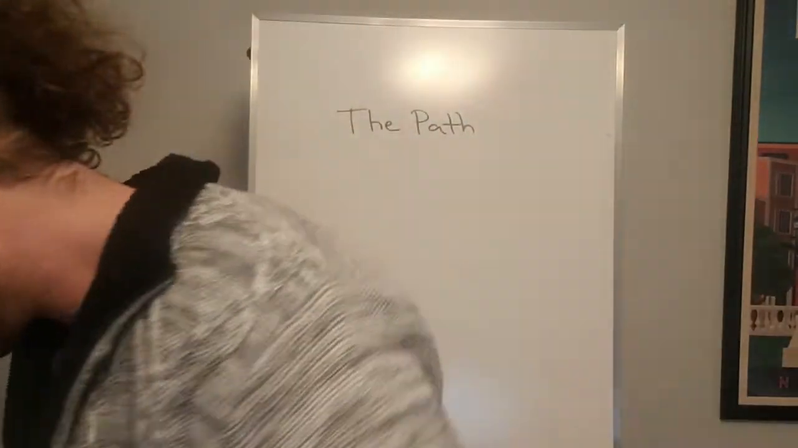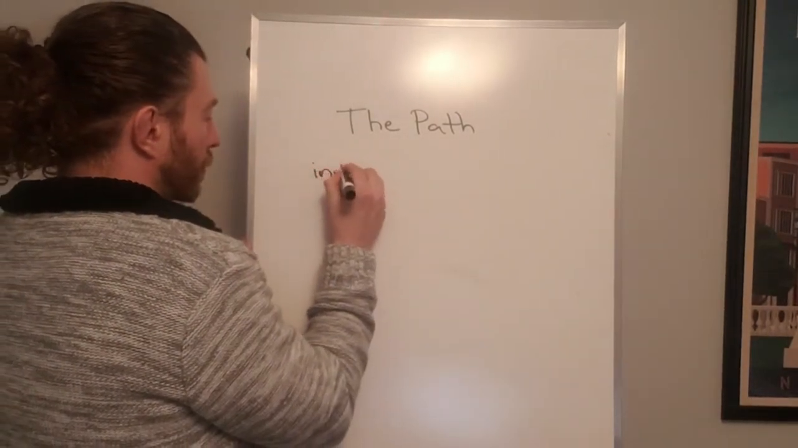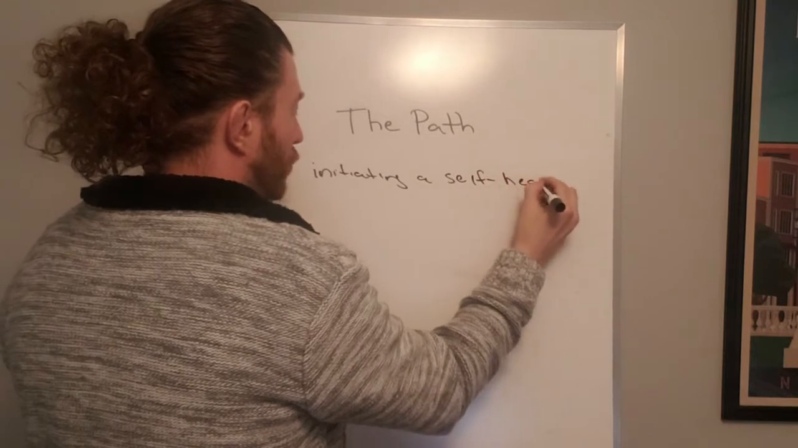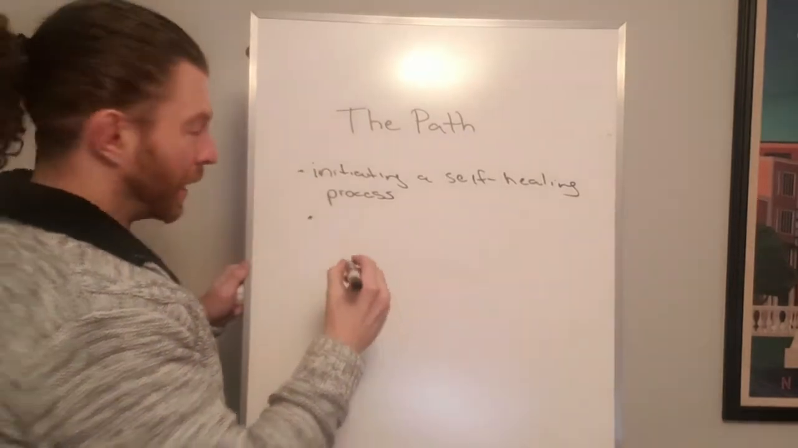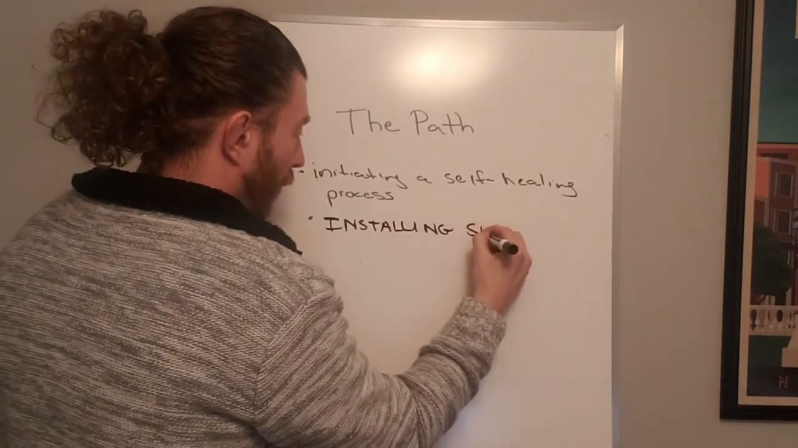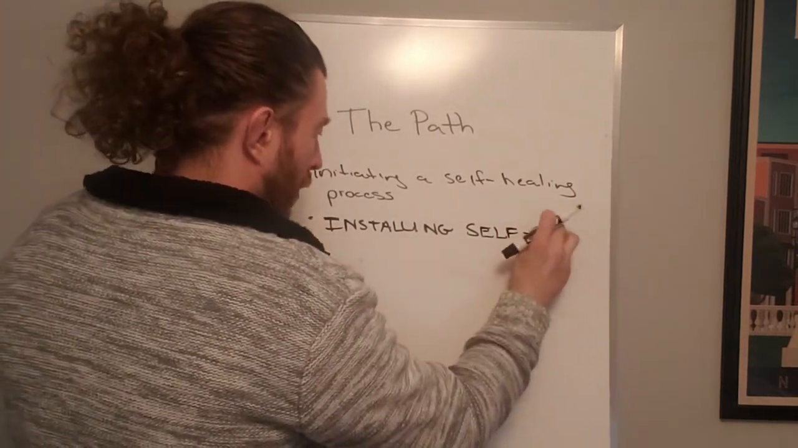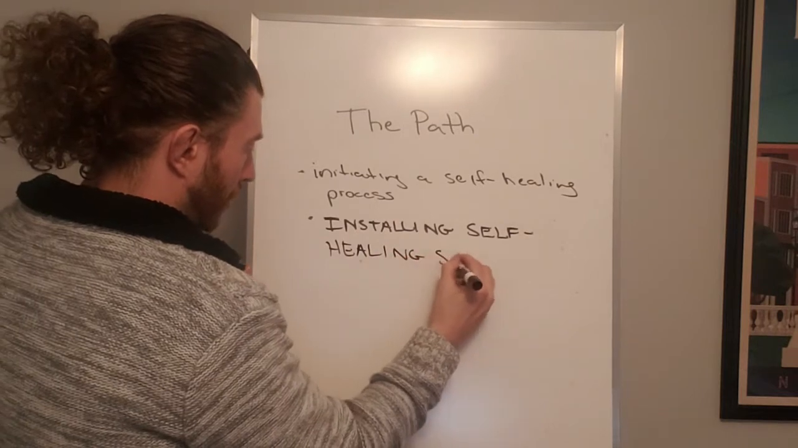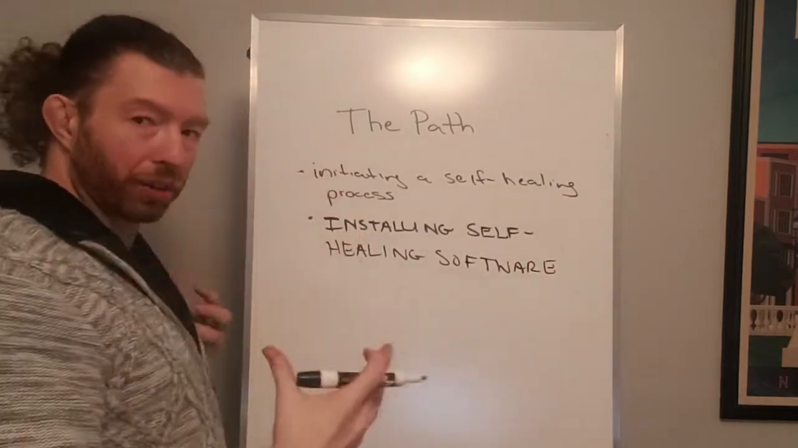And that's the truth. So the path is a path of initiating a self-healing process. What we're doing with the path is initiating a self-healing process. And another way you could think of this is installing self-healing or self-correcting software. What I'm going to be sharing with you here is like a software program.